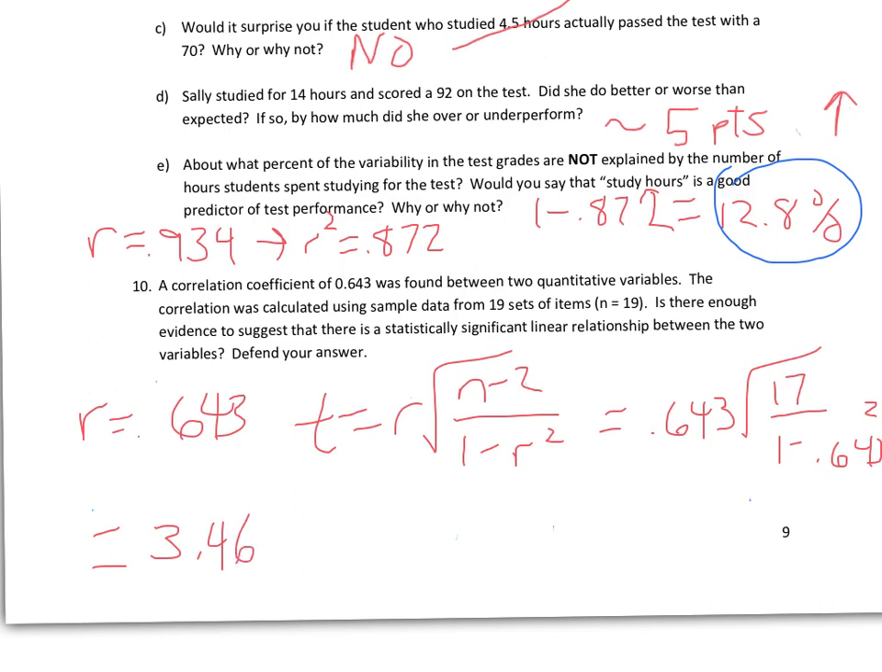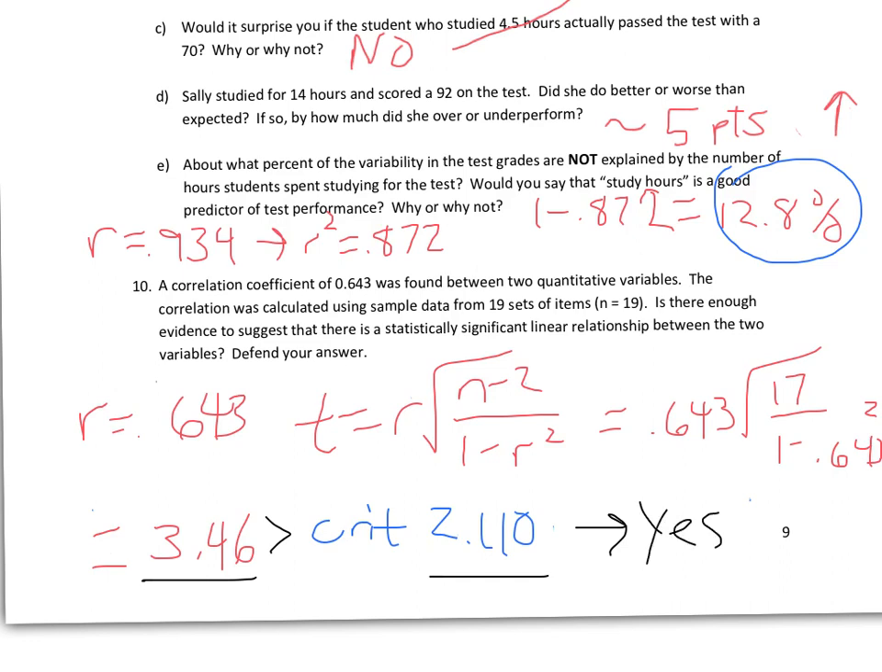At this point, what you'd have to do is grab your T-table and look at the line that says 17 degrees of freedom and go across. If you go all the way over to the 99th column, 99th percentile, you'll see a critical value of 2.10. Okay? Well, since this number is greater than this number, then yes, it is a statistically significant value, coefficient, because I'm 99% confident that this correlation is not 0, right?